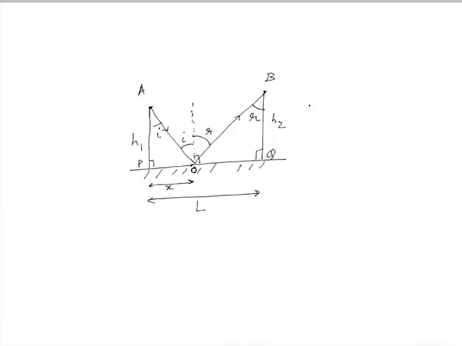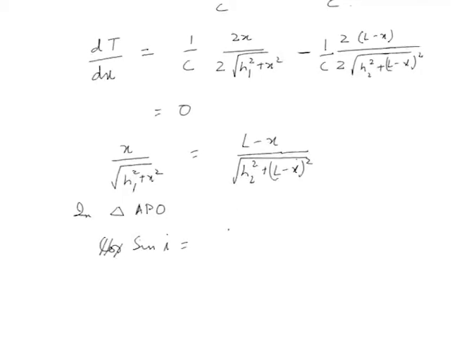Let us look at this figure, triangle APO. Now, what is x divided by the square root of h1 squared plus x squared? Let us look at the figure, triangle APO. In triangle APO, what is the sine of the angle I? Well, it just happens to be x divided by the distance, the square root of h1 squared plus x squared.